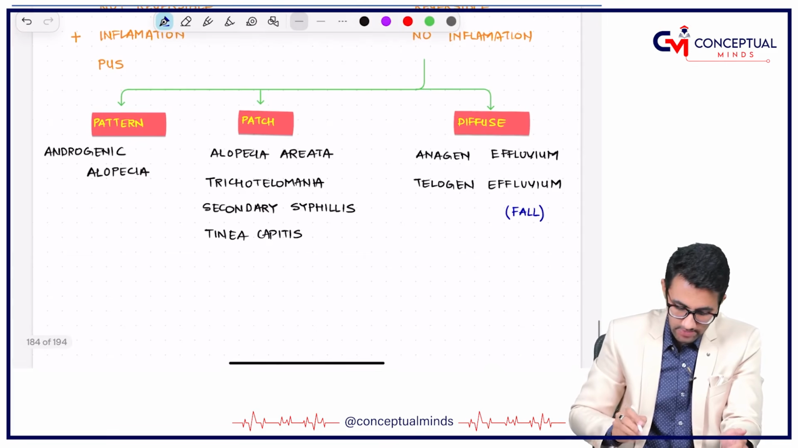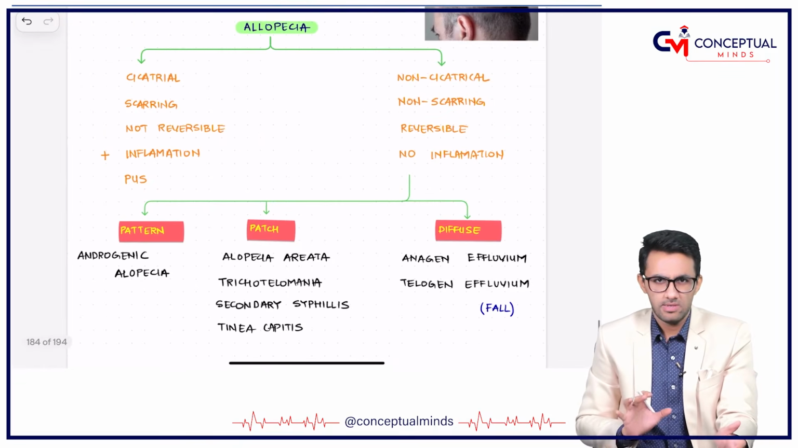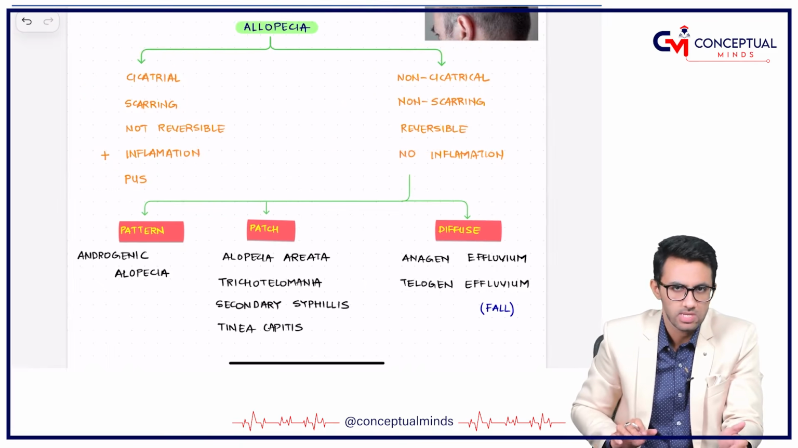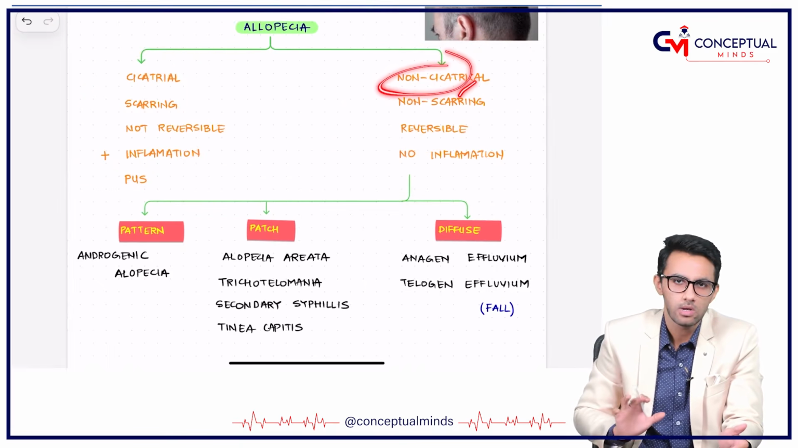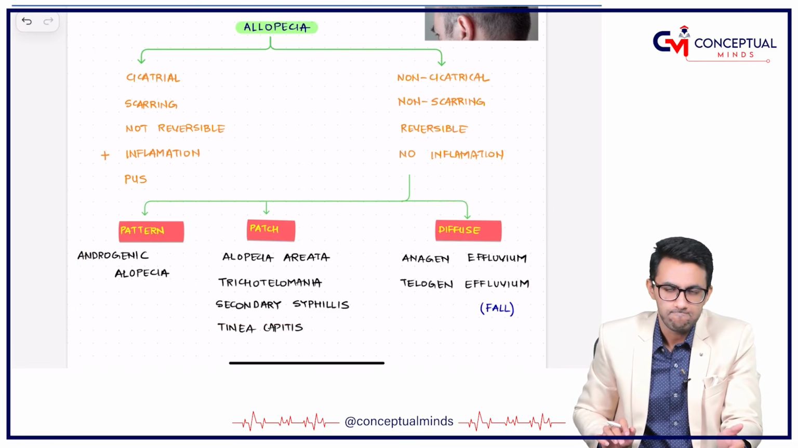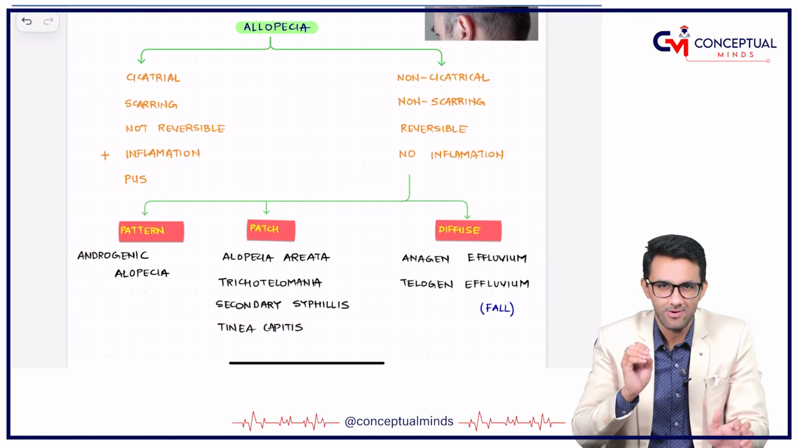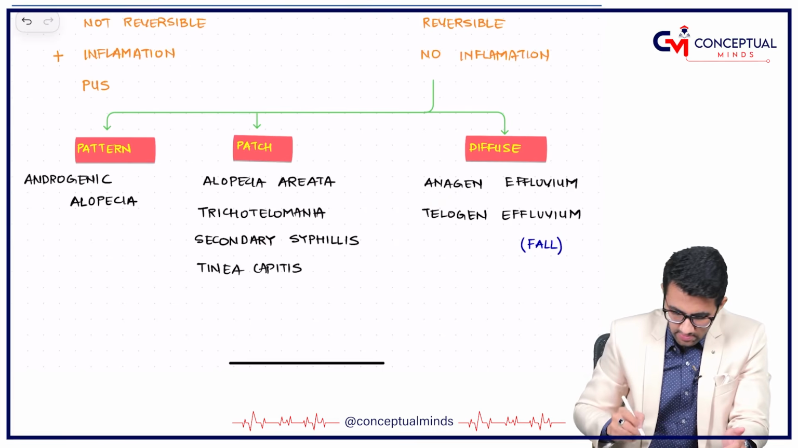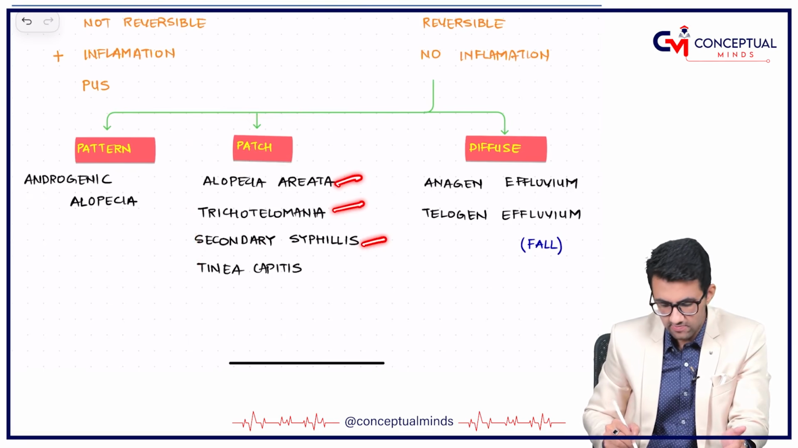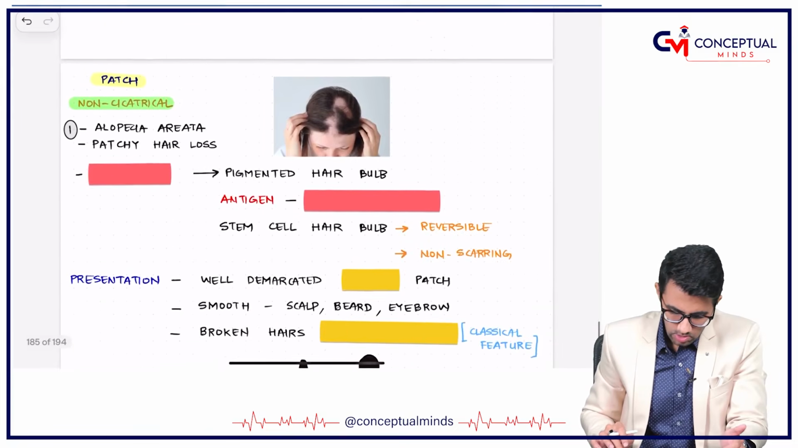Okay, so let us just start with our discussion. Over here we just got completed with the classification, a very rough classification. We had the cicatricial and non-cicatricial, scarring and non-scarring. First we'll be talking about the non-scarring one. All these are non-scarring, so nothing much to worry about. Yes, we have to worry, but not about scars. First we'll be taking the patchy section: alopecia areata, trichotillomania, secondary syphilis, and tinea capitis. We'll be doing these first.